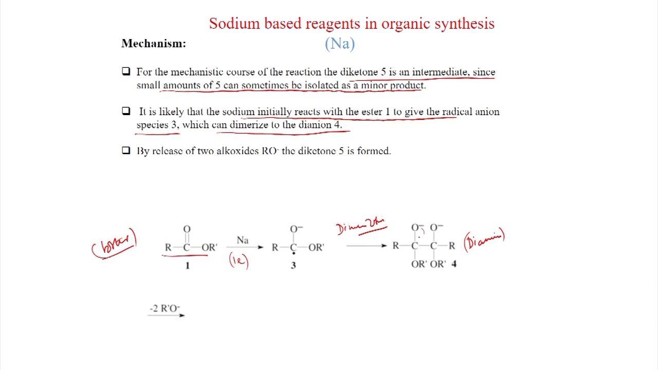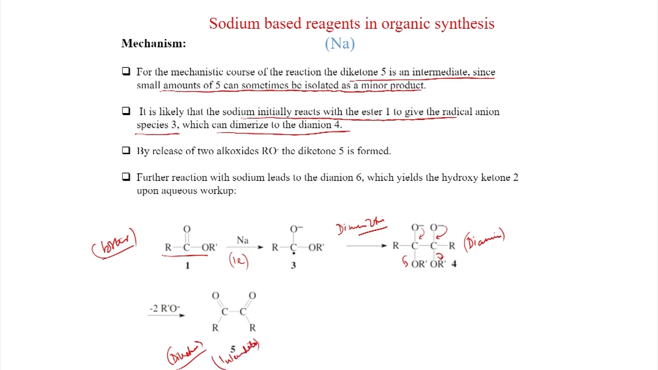So, here what happens? These alkoxide groups will be eliminated and a diketone will be formed. This diketone is a minor product that is sometimes obtained. So, this diketone is an intermediate here, and further reaction with sodium leads to dianion 6, which yields the hydroxyketone 2 upon aqueous workup.